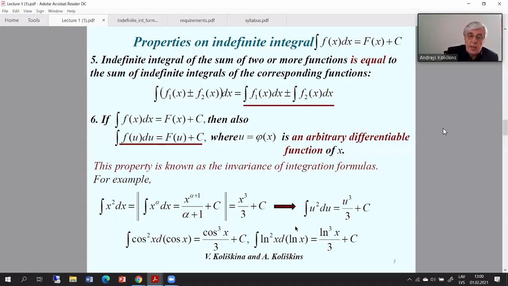But if I have the integral, say, of cosine square x dx, if I do not have this cosine differential here, then the answer will not be cosine cubed divided by 3. So we shall work with this property later today and during a tutorial session. But this is very important. It allows us to compute integrals or extend the class of integrals that can be evaluated in closed form.